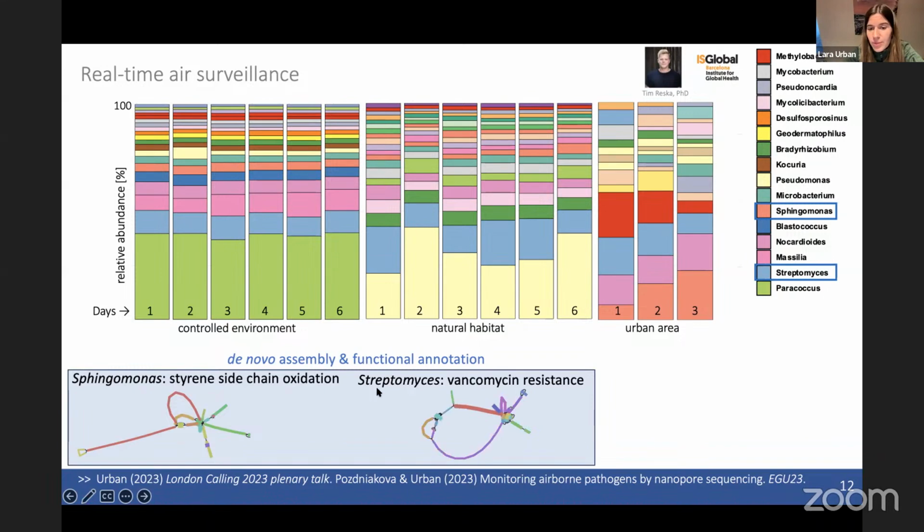And we can also do all sorts of other functional annotations, right? For example, in Streptomyces, we found antimicrobial resistance, vancomycin resistance, which can also be really nice to think about the actual functional consequences of the air microbiome.